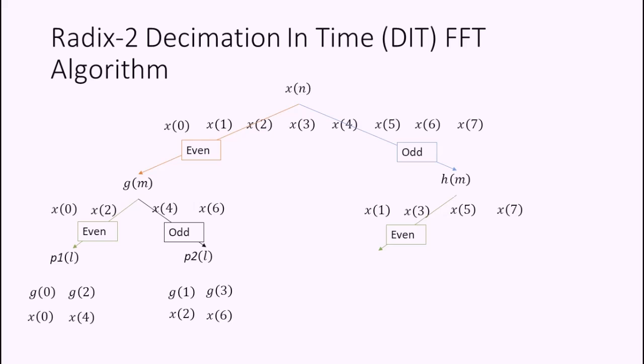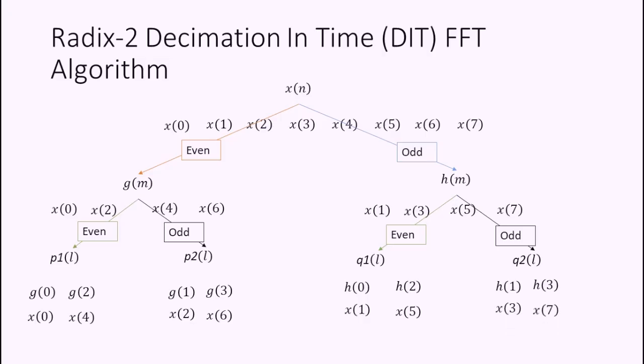HM also divides into even and odd parts. The even part named as Q1L contains H0 and H2. H0 is basically x1 and H2 is basically x5. And the odd sequence samples are called Q2L, H1 and H3. H1 is basically x3 and H3 is basically x7. This is the pictorial view of splitting the index value of Xn.